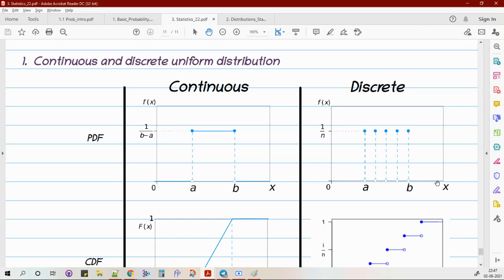If you have six discrete values that your variable can take, in case of a dice, then what is the probability of getting one or two, any value, right? For 6, it is 1 by 6. And what is 6? 6 is nothing but the number of values you have from a to b, right? So this height is different in case of continuous and in case of discrete for this uniform distribution.